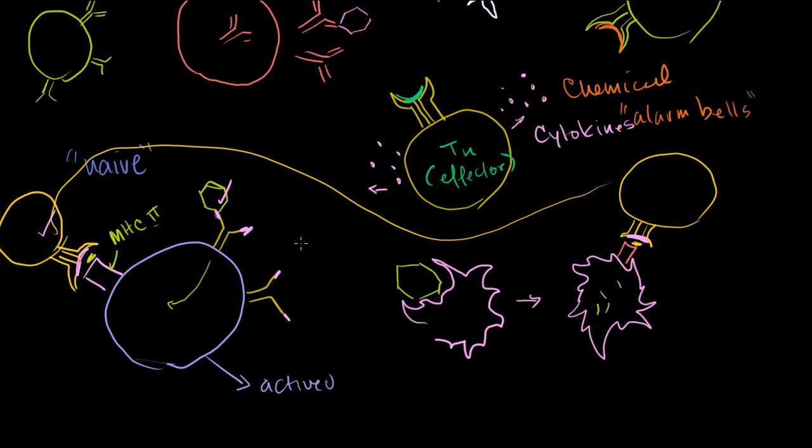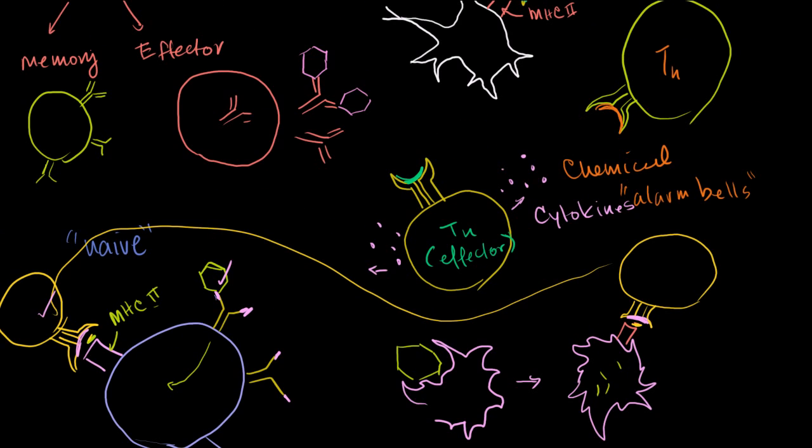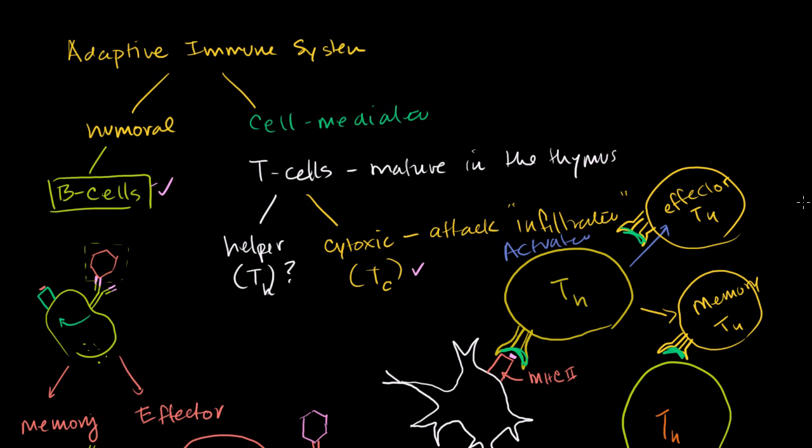Anyway, hopefully that explains a little bit of what helper T cells do. We'll talk a lot more about it. I know it can be a little bit confusing. In the next video, we'll talk about cytotoxic T cells. This is cytotoxic. I spelled it wrong when I first wrote it. Cytotoxic T cells.